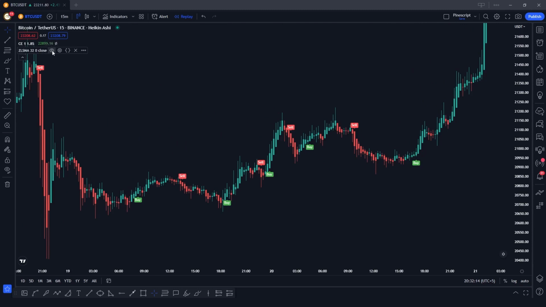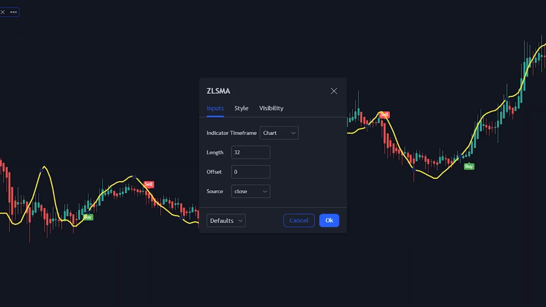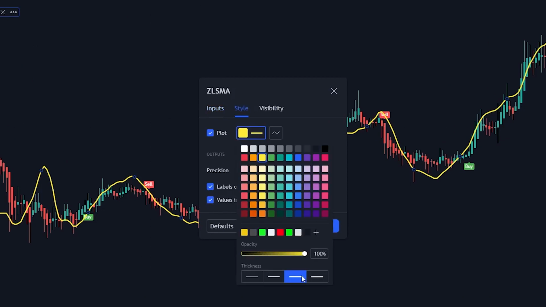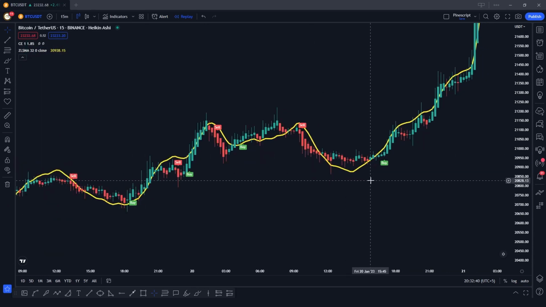Now let's turn this indicator on, and here we're going to go towards the indicator settings of the ZLSMA, and increase the plot thickness a little bit so that we can see it much more clearly. Now the rest of the settings of ZLSMA are going to remain unchanged, and let's go ahead and talk about the trading rules that we will be using for our strategy.